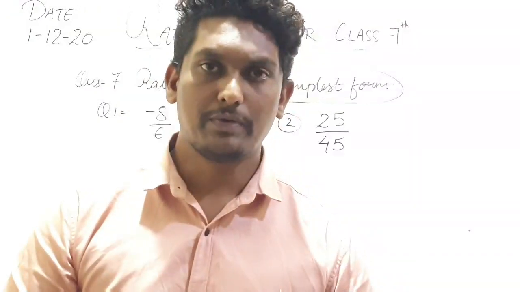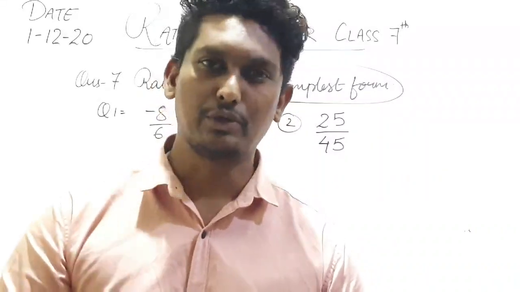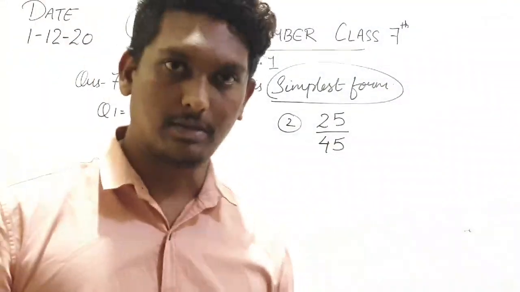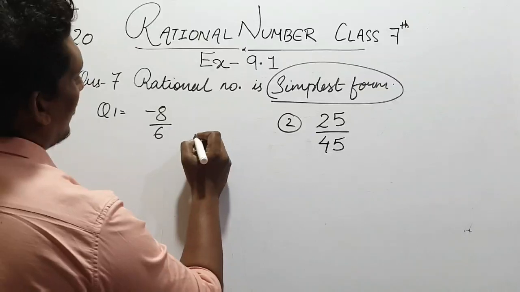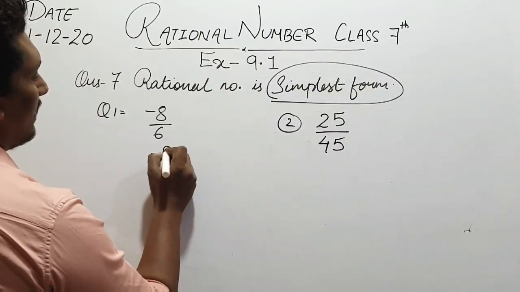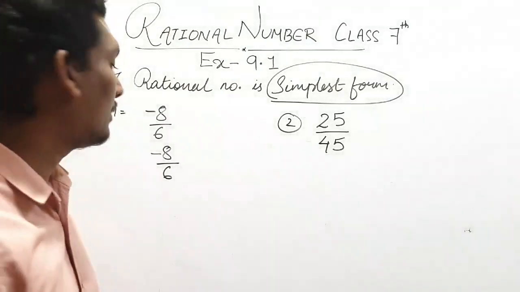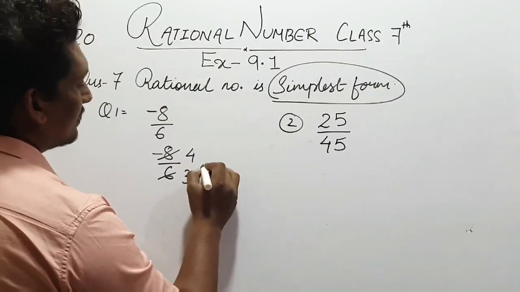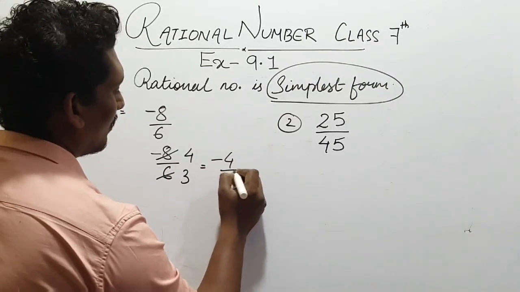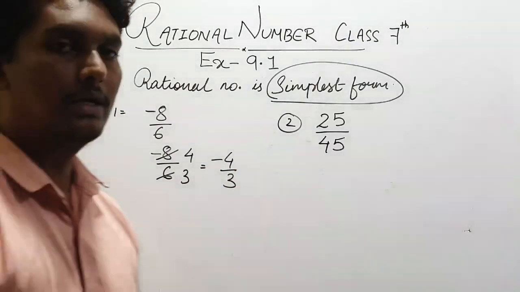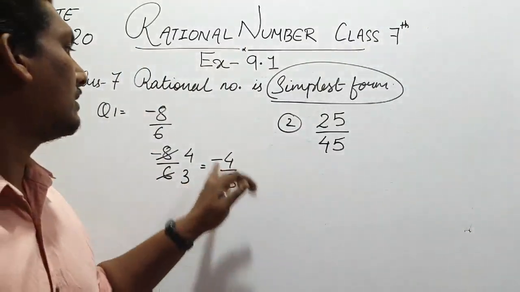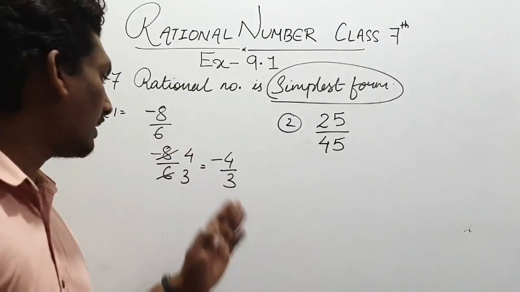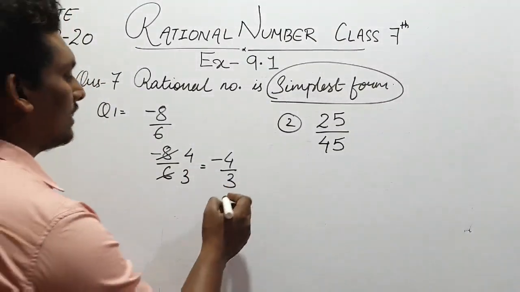So simplest form you have studied in class 6 and class 5 also, right? Same thing we have to do, just cut it and find the answer. Here minus 8 by 6 is given. You can cut it with the table of 2. So 2 4s are 8, 2 3s are 6, and the final answer is minus 4 by 3. You have to cut till you cannot cut any further. So minus 4 by 3. Here 4 comes in the table of 4 and 3 comes in the table of 3. So this is the final answer.